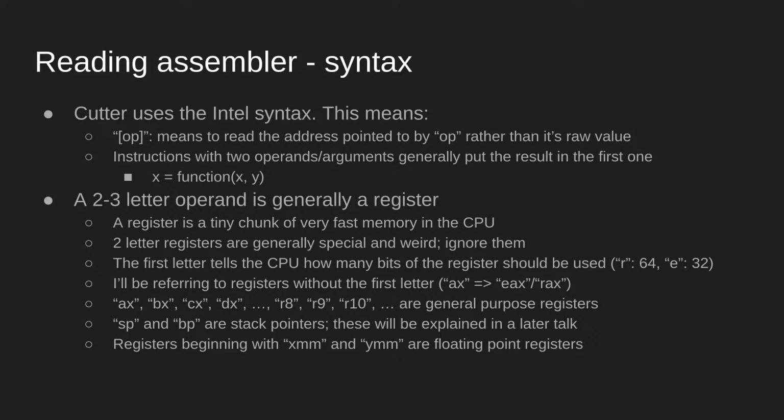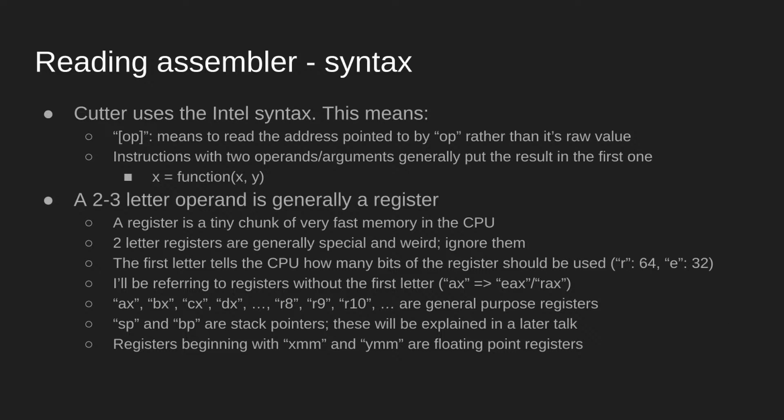Registers that have a full name that is 2 letters long are rarely used and generally can be ignored. Often these things are left over from an older version of the CPU and kept in for compatibility reasons. Or handle specific things like stack cookies, which are complex and not within the scope of this talk. The first letter of the register tells you how many bits of the register should be used, R meaning 64 bits and E meaning 32. In general, 32-bit computers can only use 32-bit registers, whereas 64-bit computers could use either.